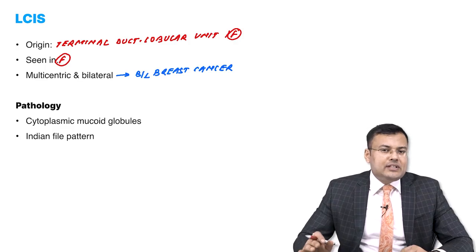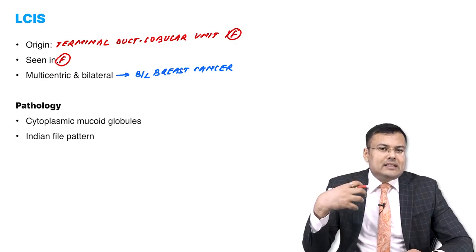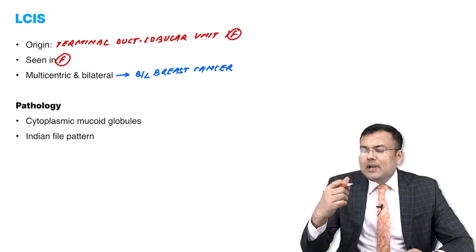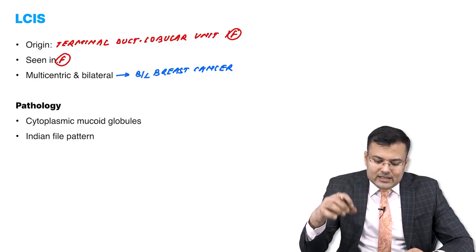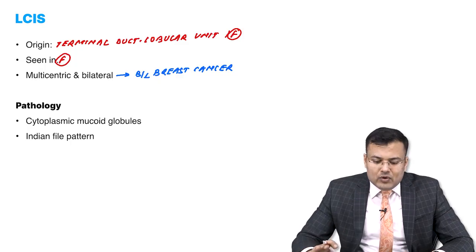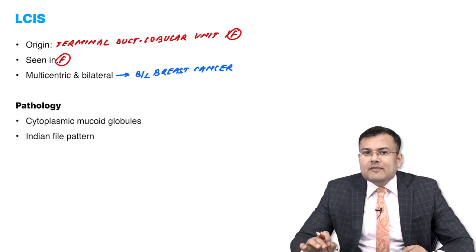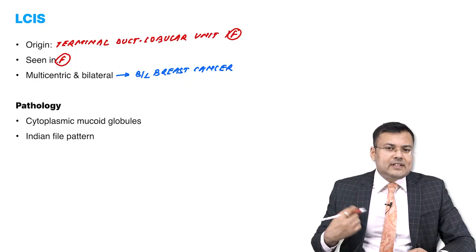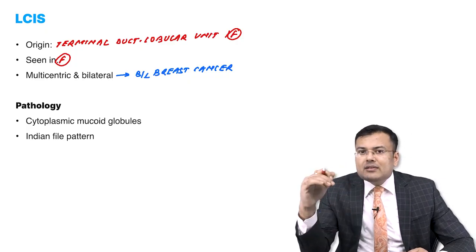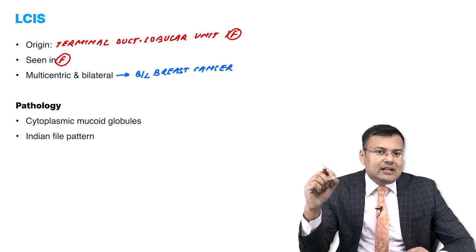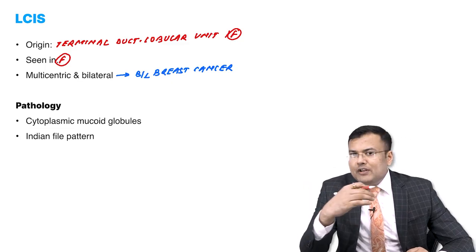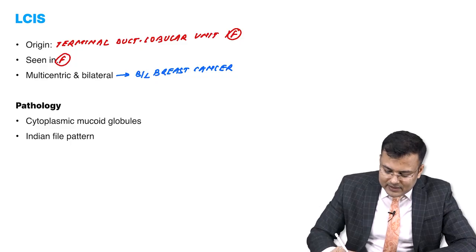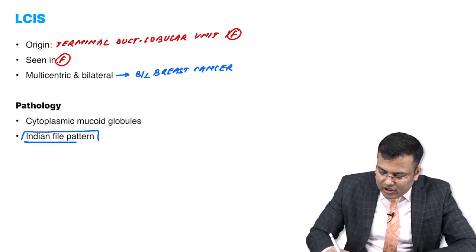Now see the important points related to pathology. In LCIS, we are going to find cytoplasmic mucoid globules, and there is a histologic hallmark. What is that histologic hallmark? Indian file pattern. What is Indian file pattern? Here, there is a tendency of tumor cells to invade in linear strands. That is the Indian file pattern. So this is the histologic hallmark.